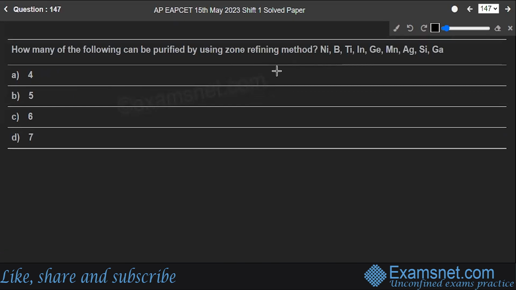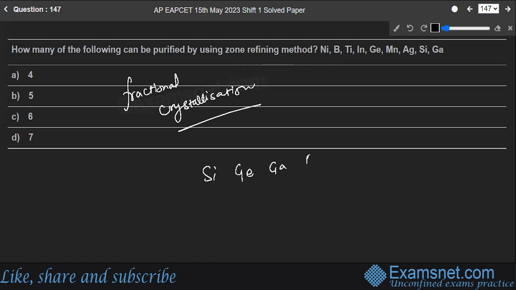How many of the following can be purified by using zone refining method? Nickel, okay, all these things are there. See, zone refining method is based on fractional crystallization. It is because impurities prefer to stay in the melt form, and on solidification, only pure metal solidifies on the surface of the melt. So metals like silicon, germanium, gallium, boron, and others of high purity are purified by this method. That makes option D the correct answer.